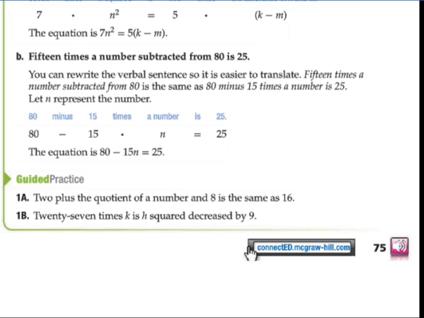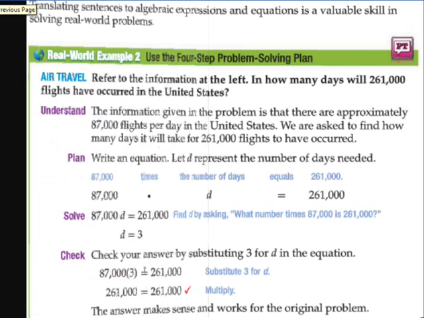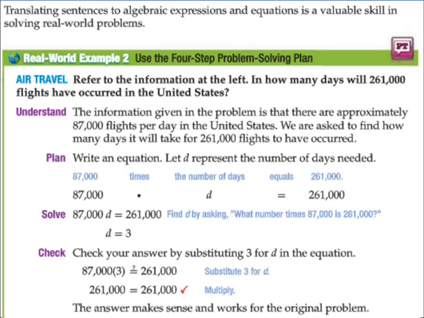All right, so you've done the problems. Let's take a look at what I got. For the first one, 2 plus the quotient of a number and 8, that's n over 8, is the same as 16. So that's what I got for the first one. And then for the second one, 27 times k, 27k, equals h squared minus 9. That's what I got for mine. If you have any questions on those, make sure you make note of it.